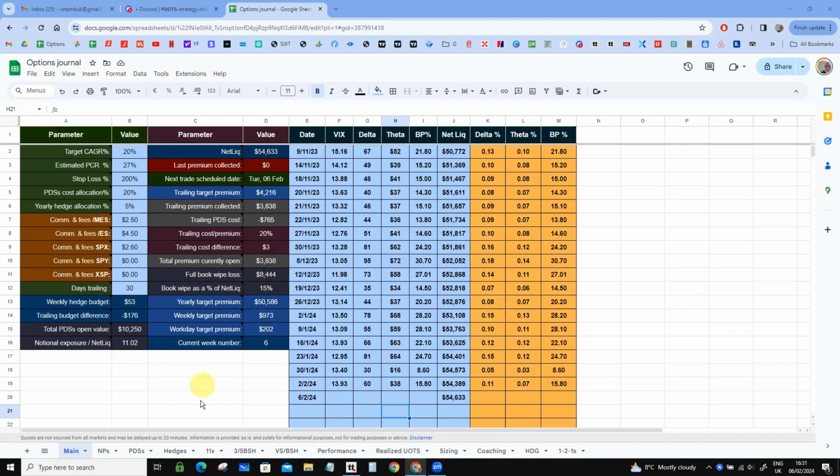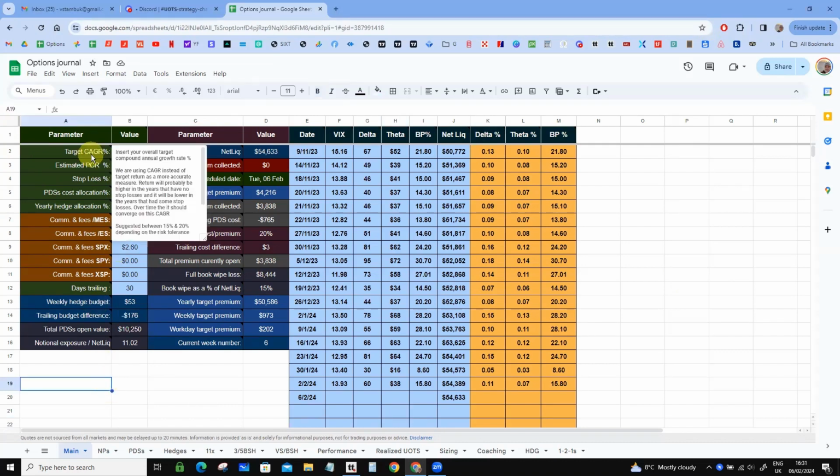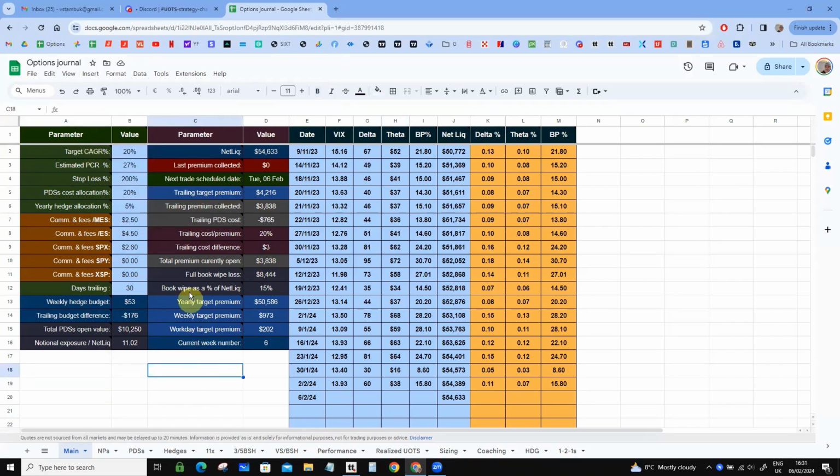Let me just mention something here that I changed on the spreadsheet. It's just verbiage, but I think it's very important to understand. This is going to be on your 1.6 version of the spreadsheet. I changed the verbiage here from target yearly return to target CAGR. Everybody knows CAGR is compound annual growth rate.